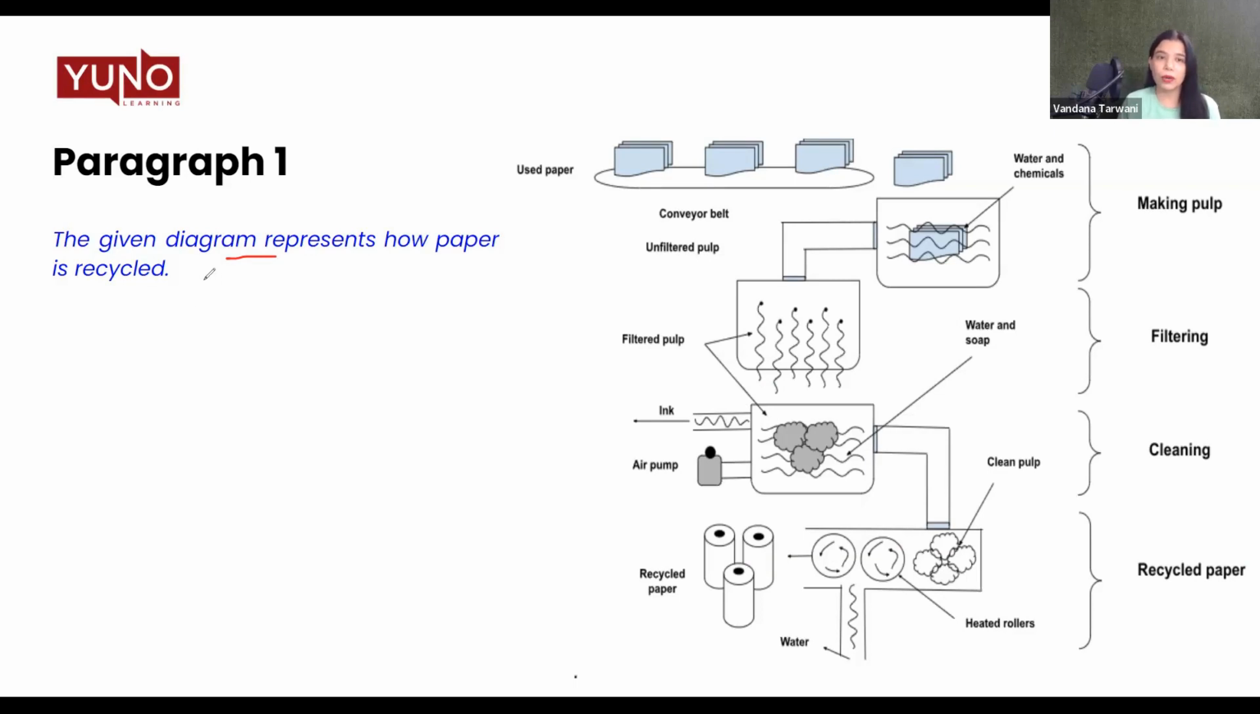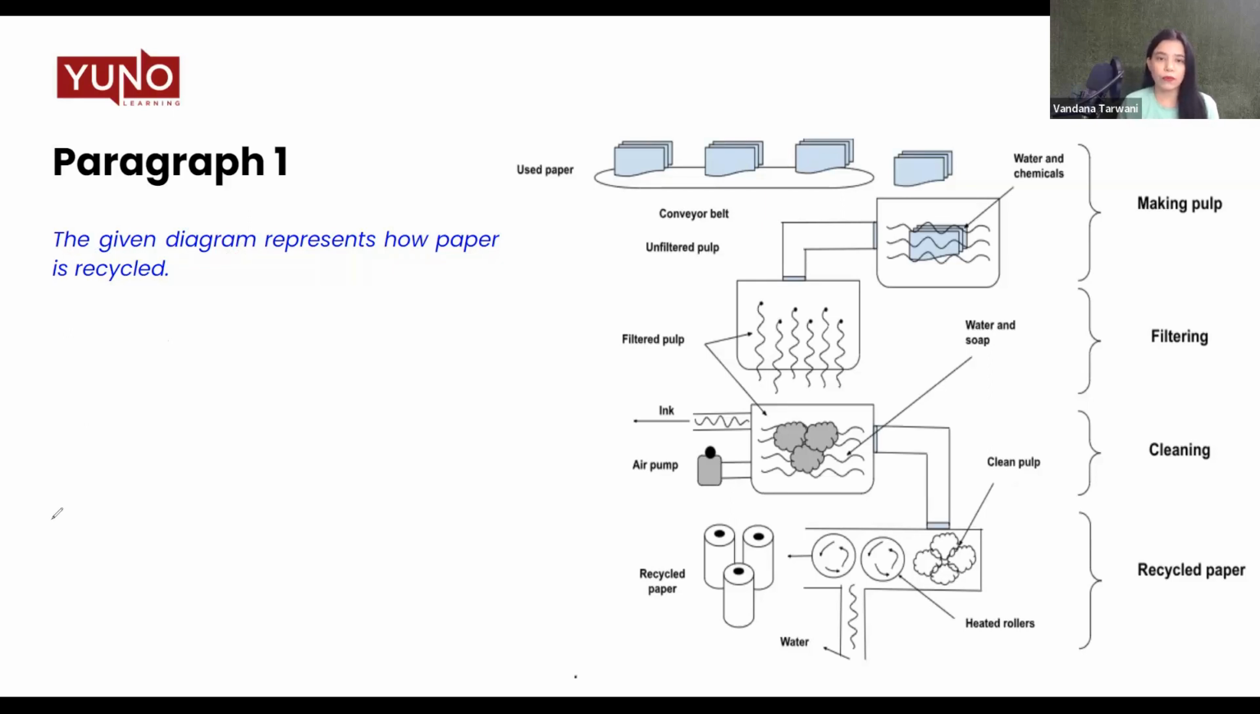Now, some other words that you can use instead of represents, you can say the given diagram depicts. You can also say the given diagram illustrates. So you can use different verbs over here, and the diagram can also be paraphrased as process. The given process depicts how paper is recycled. So these are some words that you can use in your paraphrasing statement. And the paraphrasing statement will always begin like this. The given diagram represents, the given bar chart represents. This is how you will always begin the paraphrasing statement, as simple as that.